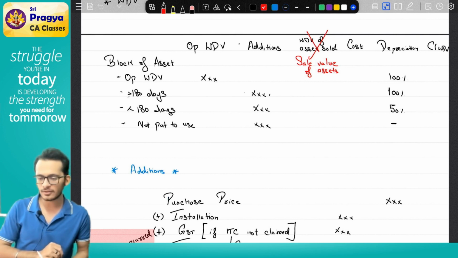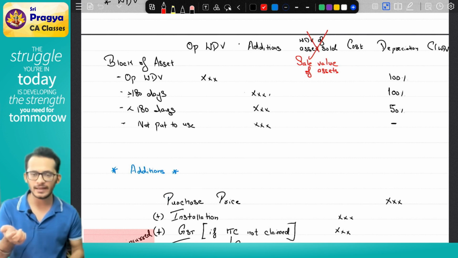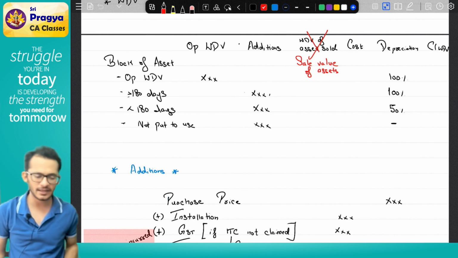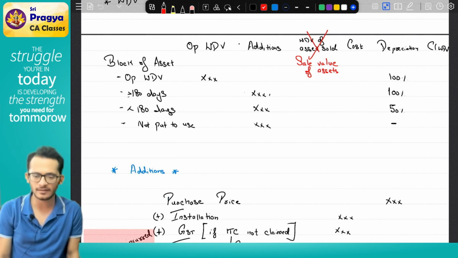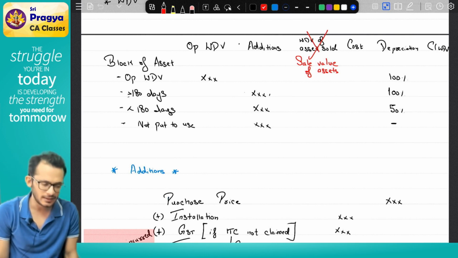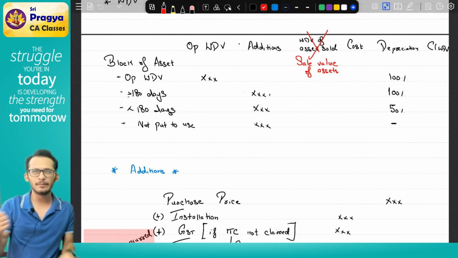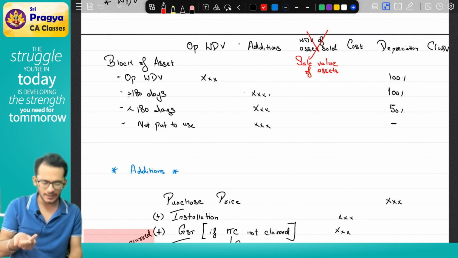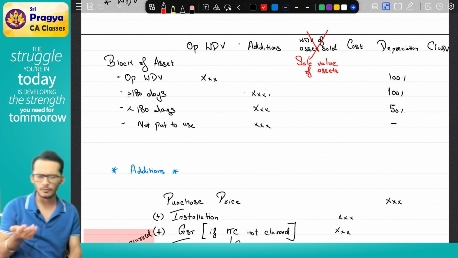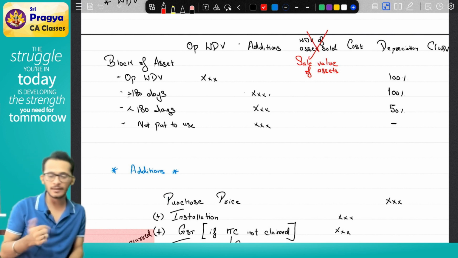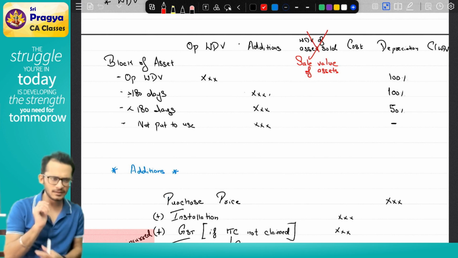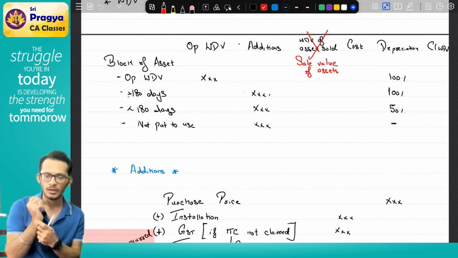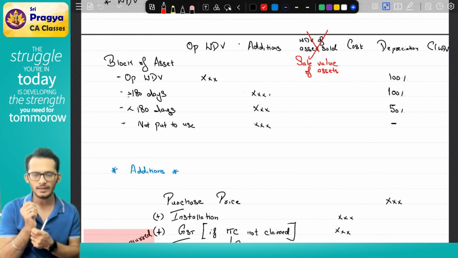For additions, we have two cases, more than 180 days and less than 180 days. If it is more than 180, you can claim 100% of the rate prescribed. Less than 180, you can claim 50% of the rate prescribed. The rates prescribed are buildings 10%, furniture 10%, plant and machinery 15%, motor vehicles 15%, hired motor vehicles 30%. Intangible assets are 25%, computers 40%, books also 40%. This is what we learned in yesterday's class.